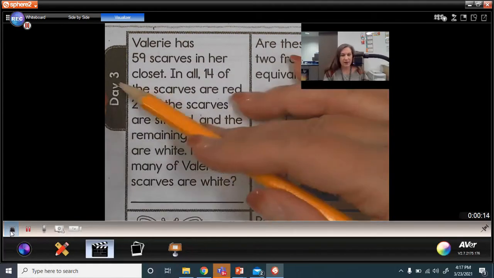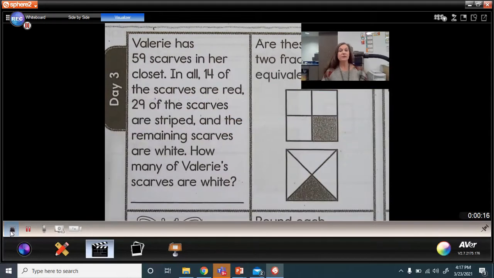So day 3 right here. Our first problem is a word problem. So remember, on the back, I want you to show your work by drawing me a model. Make sure you have an equation, and also please make sure you write a response to answer the question. So let's take a look at our word problem.